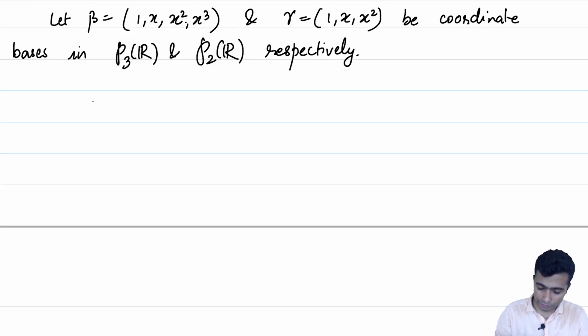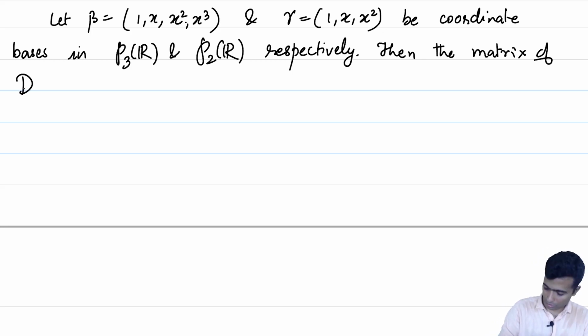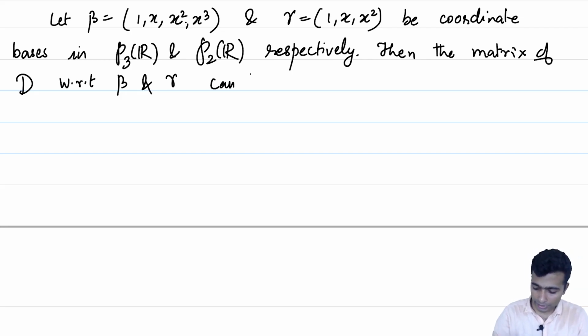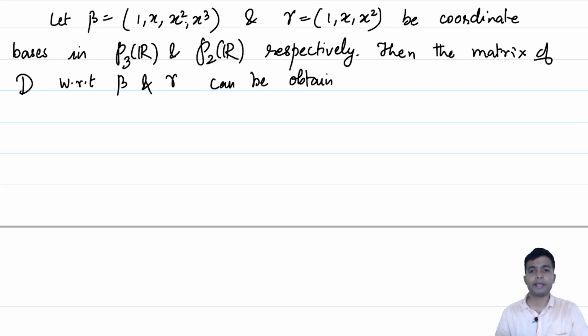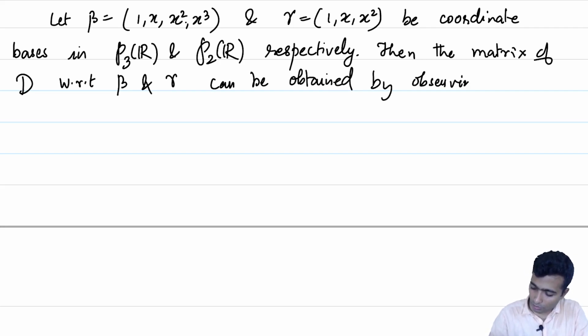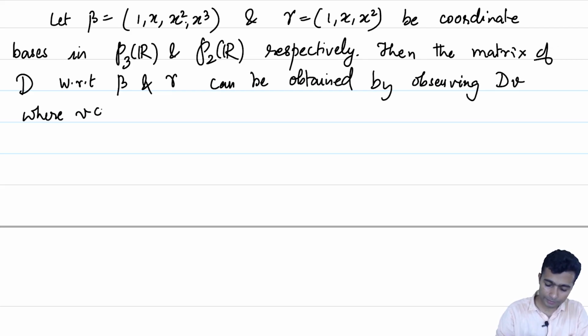So to write the matrix of D, the matrix of D with respect to beta and gamma can be obtained by looking at what is D of each of the vectors in the coordinate basis beta, by observing D of V where V belongs to beta.